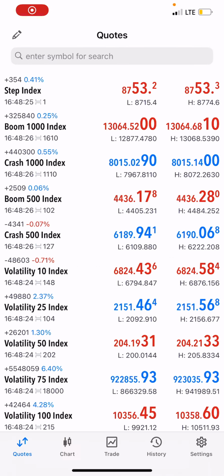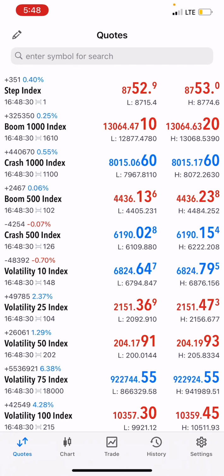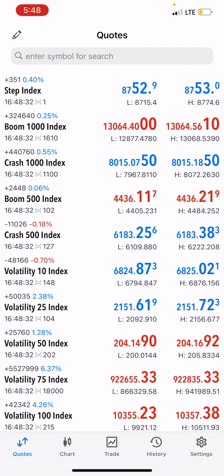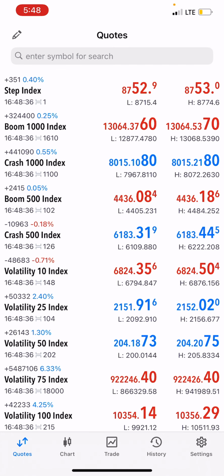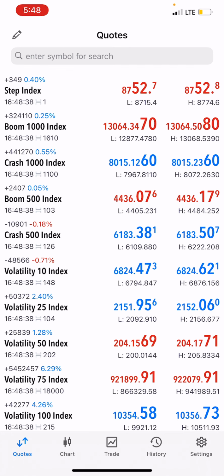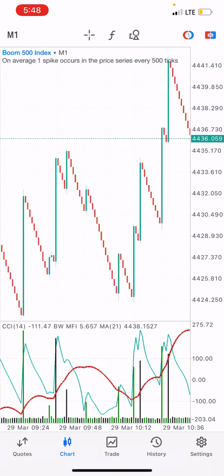Guys, in this video I'm going to show you how to catch spike trading crash and boom. I'm not just going to show you how to catch spike, I'm also going to catch spike right here. Therefore, I'll be showing you how I catch spike on crash and boom. First of all, guys, let me clear the chart.